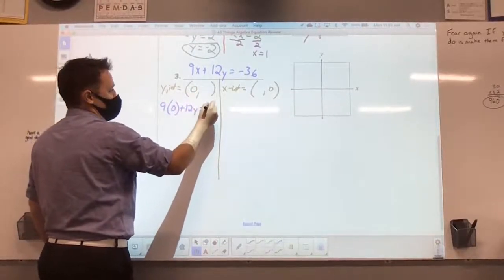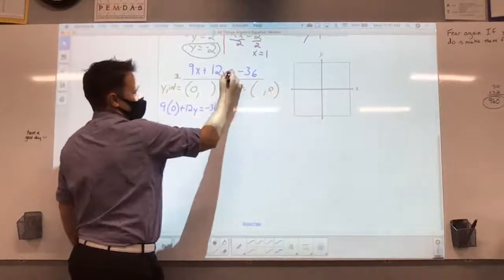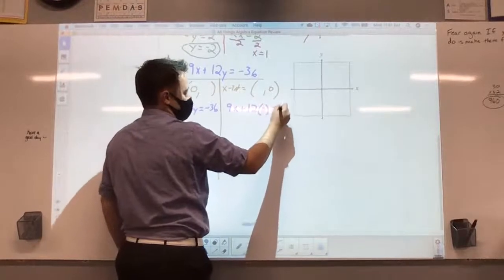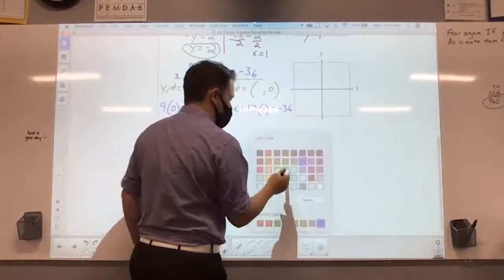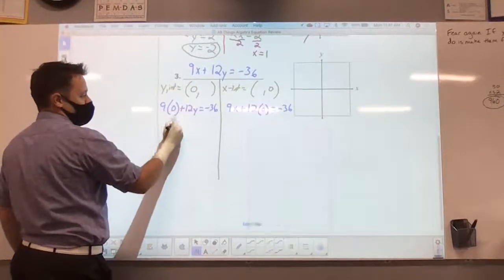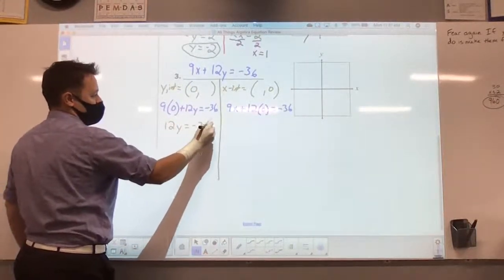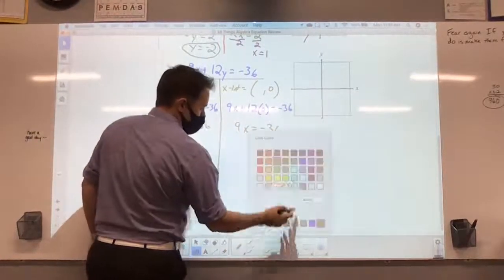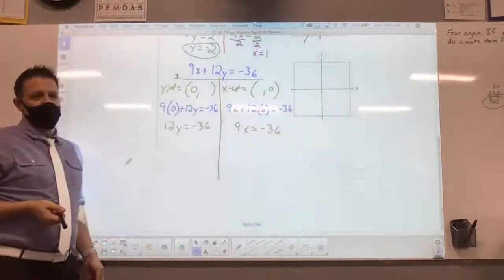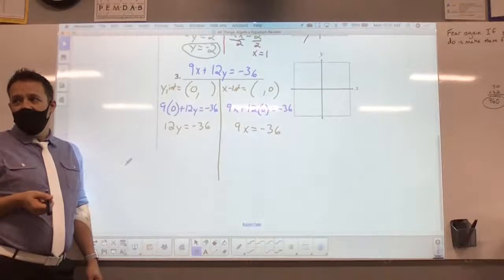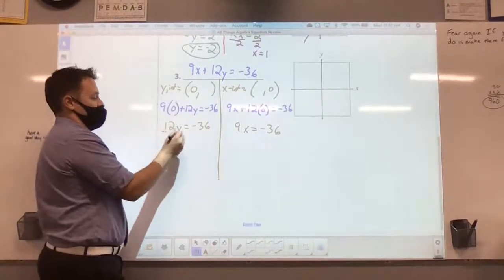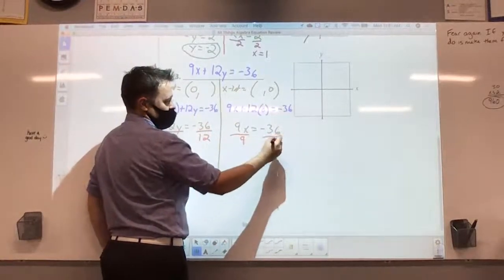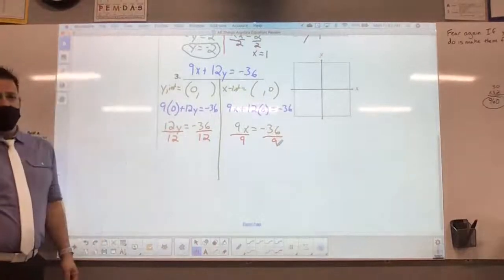Okay, so when you plug this value in here, it's 9 times 0 plus 12y equals negative 36. And then when y is 0, it would be 9x plus 12 times 0. So you can see, hopefully, what you get, where this would cancel out. 12y equals negative 36. And this would be 9x equals negative 36. Most of you at this point know the next step, which is to do what? Divide, right? This side we divide by 12. This side we divide by 9. And then put it in a calculator if you have to.